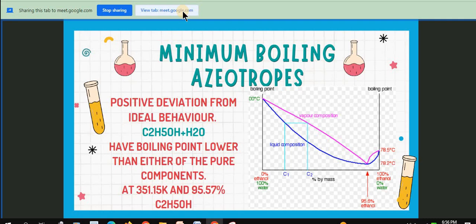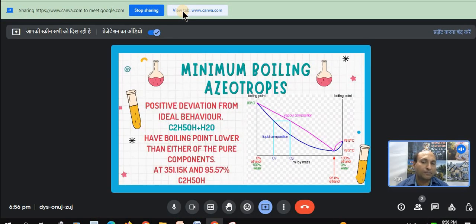If you talk of minimum boiling azeotrope, you can see from the diagram it shows positive deviation from the ground state. Positive deviation means pressure is higher, and pressure higher means boiling point is lower. So you can see there is a dip. One boiling point is 100 degrees Celsius, that of water. Another is 78.5 degrees Celsius, the boiling point of ethanol. And the boiling point of a mixture at 95.6% ethanol is 78.2, which is lower than both of the components. This is the characteristic of minimum boiling azeotrope.